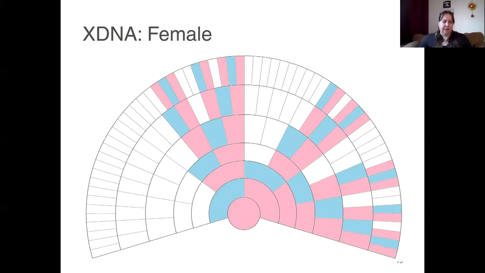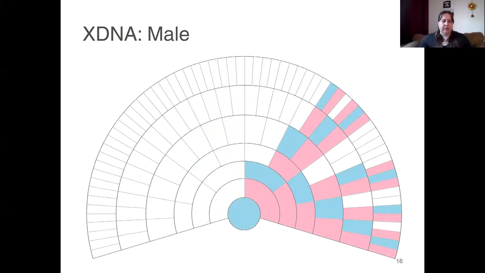So if you're biologically female, this is your X DNA fan chart. And if you're biologically male, this is your X DNA fan chart, meaning these are the ancestors with whom you could share X DNA.